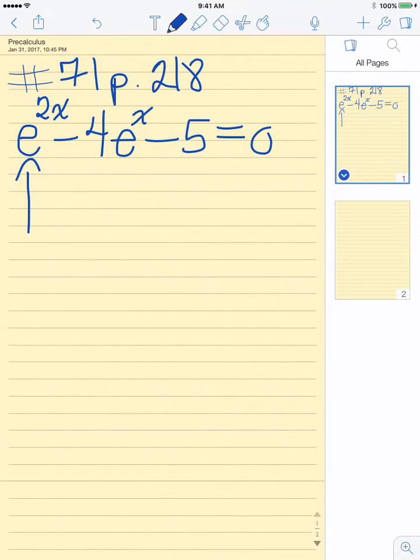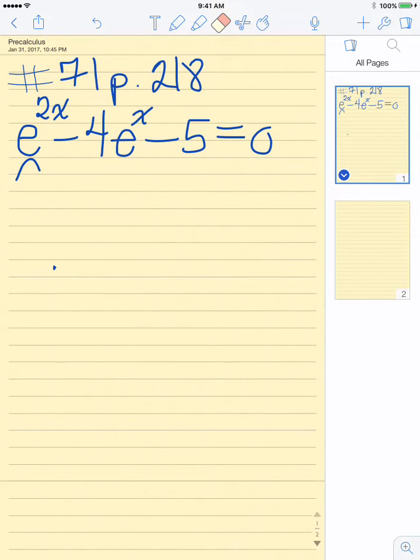And how do I know that? Because this is really, let me actually rewrite that. This is the same as e to the x squared. So that's our term to the second degree, if you're wondering why this is treated as a quadratic. So I'm going to factor it as if it were.